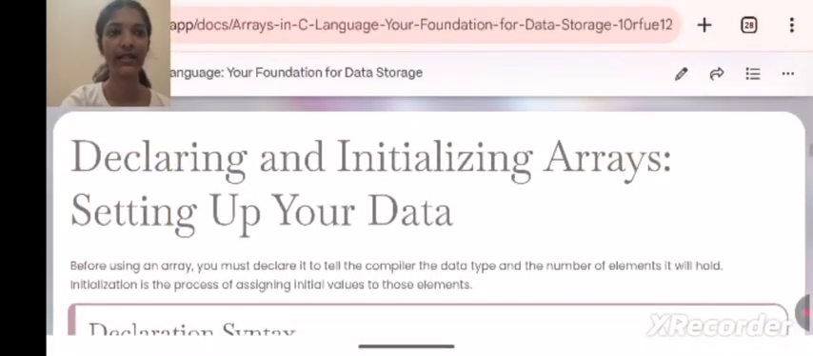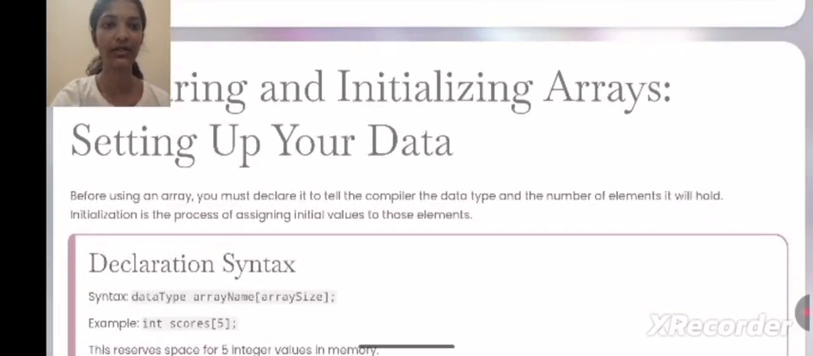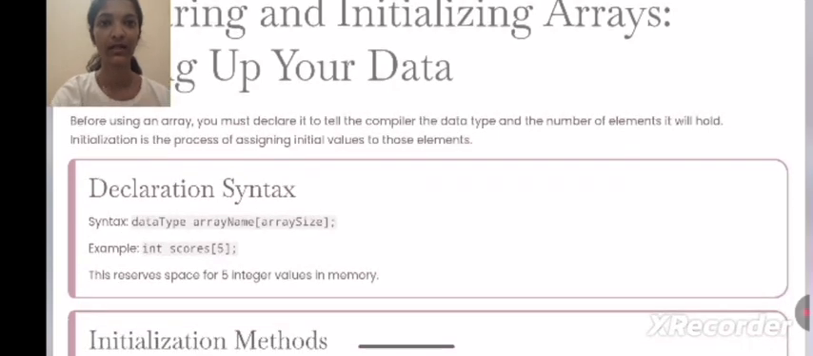Let's get into declaring and initializing arrays. Before using an array, you must declare it to tell the compiler the data type and the number of elements it will hold. Initialization is the process of assigning initial values to those elements. Declaration syntax.